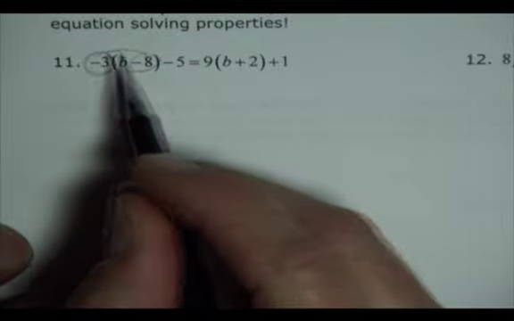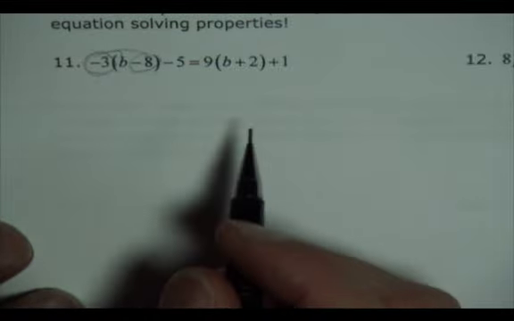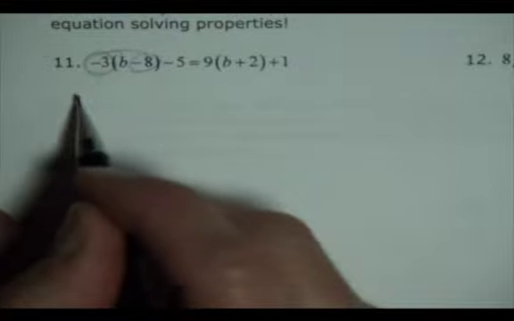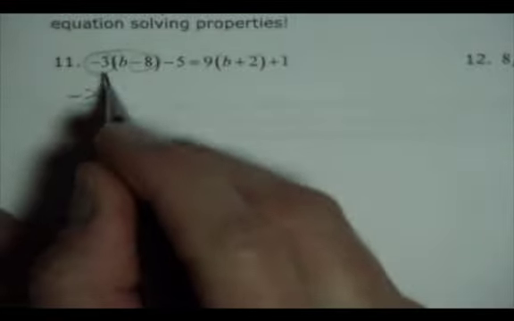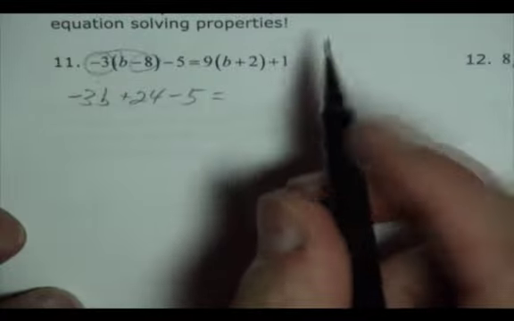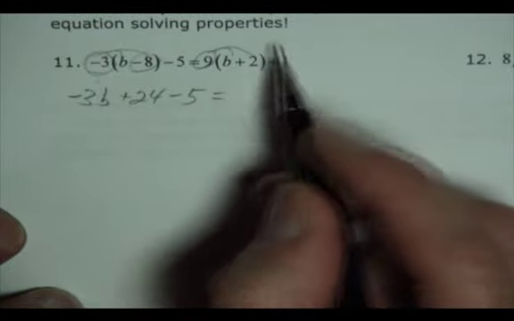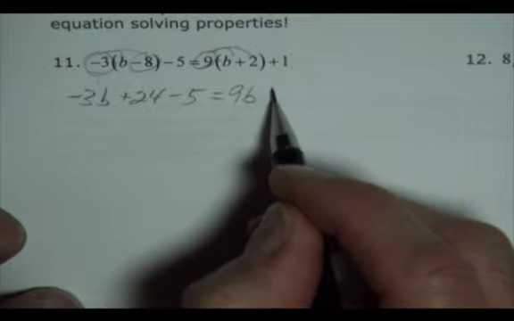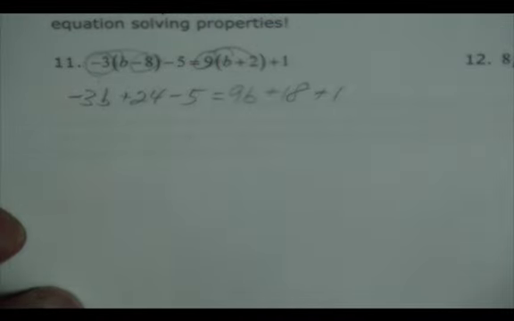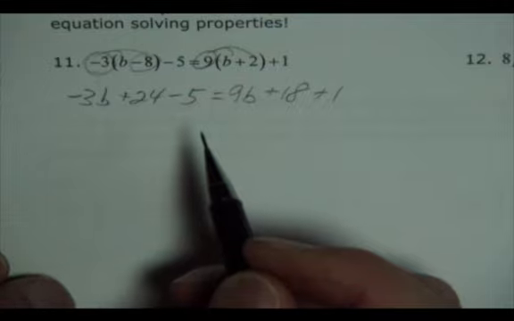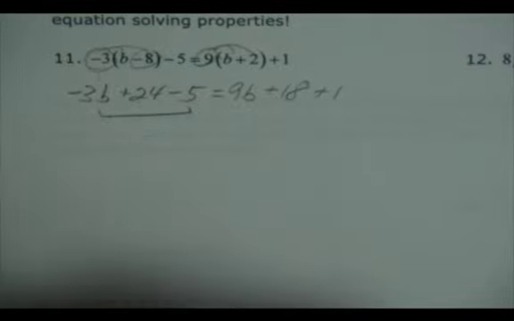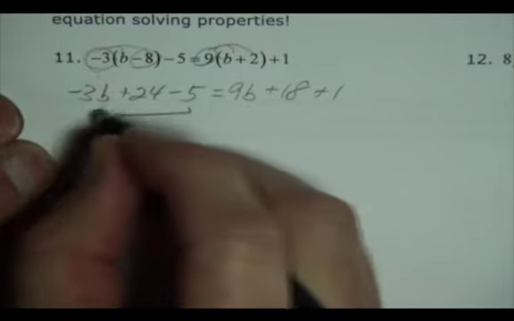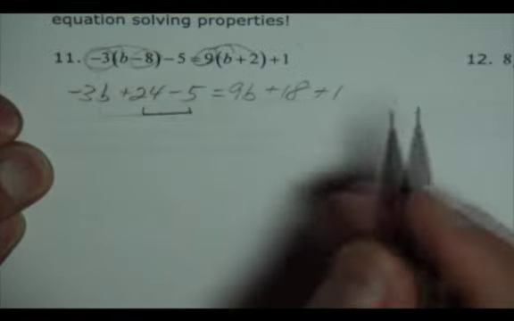I like to gather the signs on these so I get my signs right when I multiply. -3 times b is -3b. -3 times -8 is plus 24, minus 5. This is equal to a 9b and a 9 times 2, which is 18, and then the plus 1 on the end. Before we go further here with solving, we want to gather like terms. Not -3b and -5, of course, but 24 and -5.